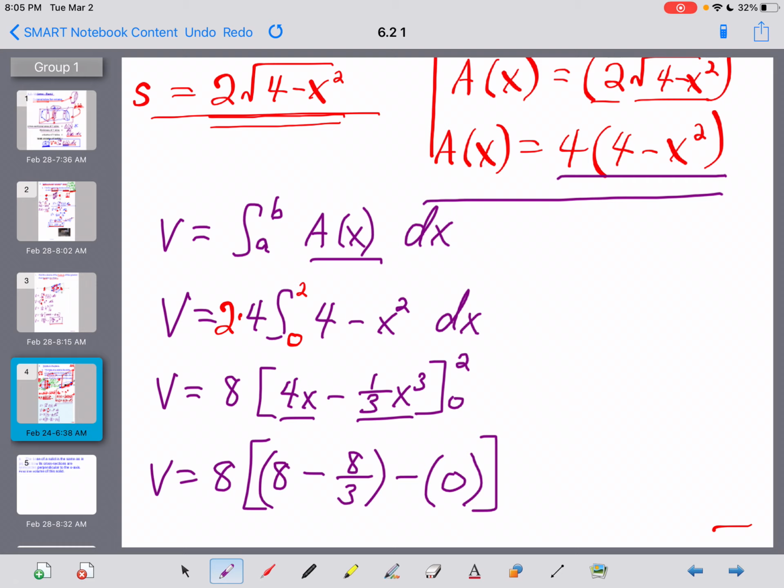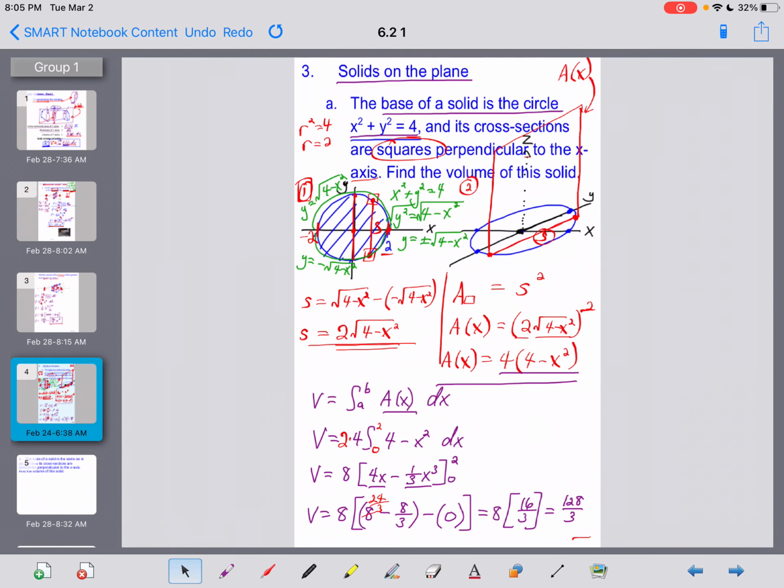The 8 minus 8/3 is actually 24/3 right there, so that is going to become an 8 multiplied now by a 16/3, and the 8 times 16, well, 8 times 8 is 64, so if I double that, 128/3. I don't believe we put any units in this problem.